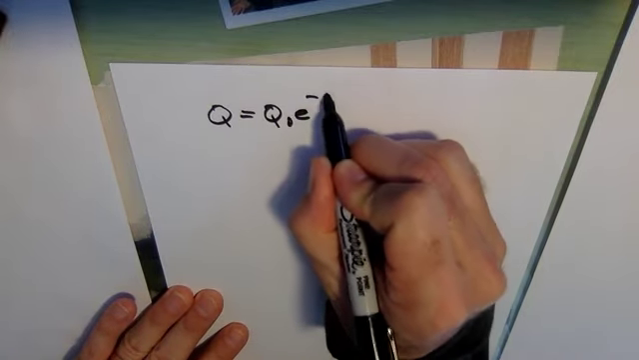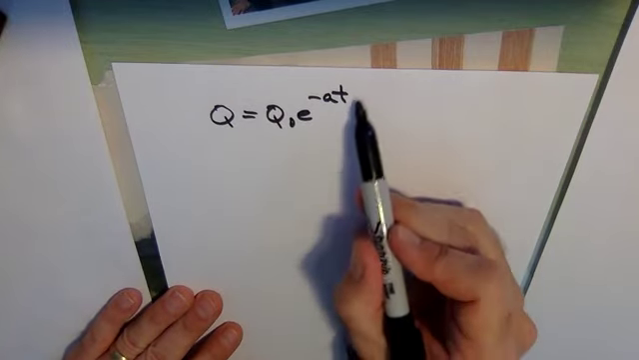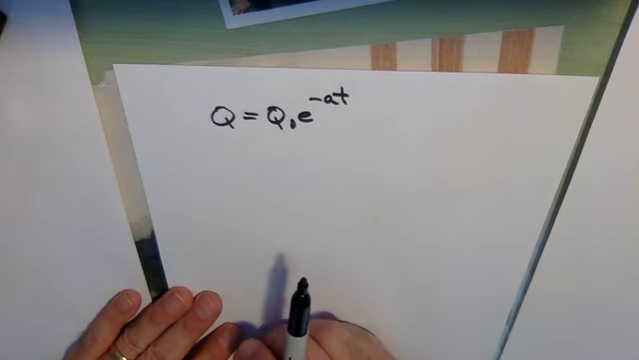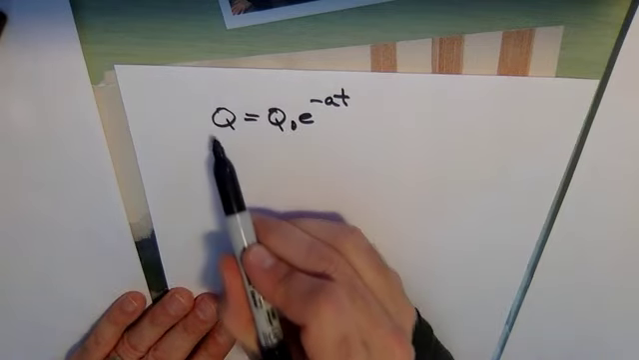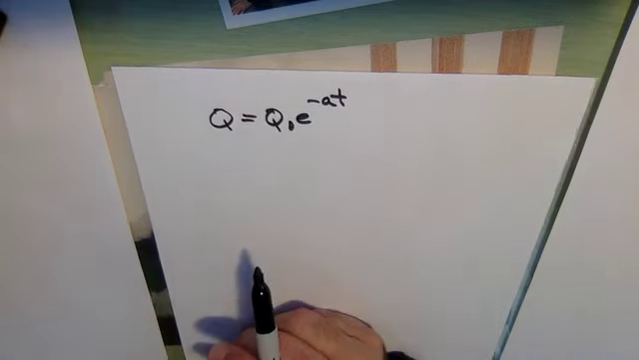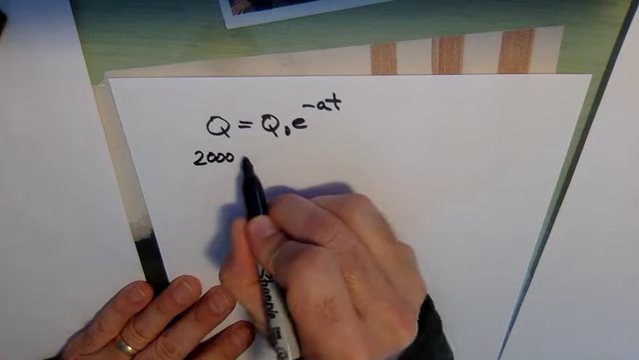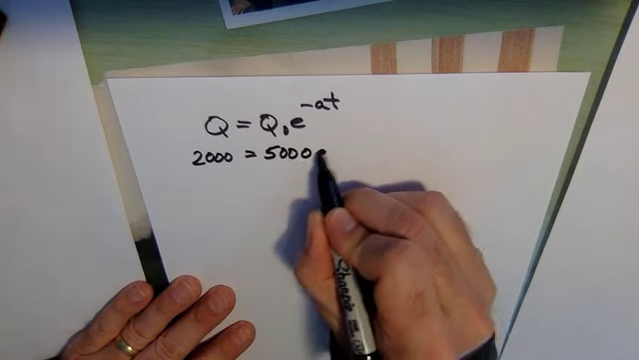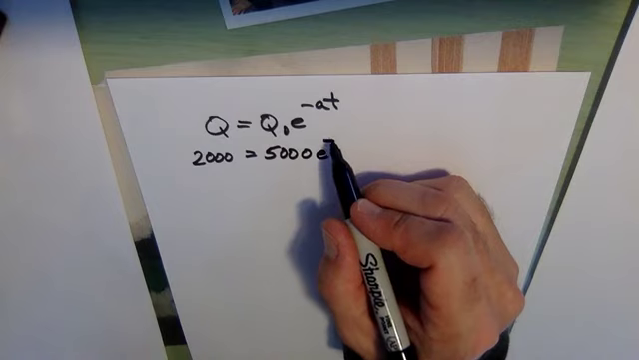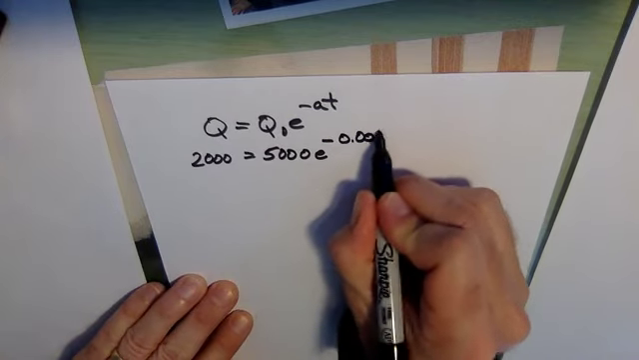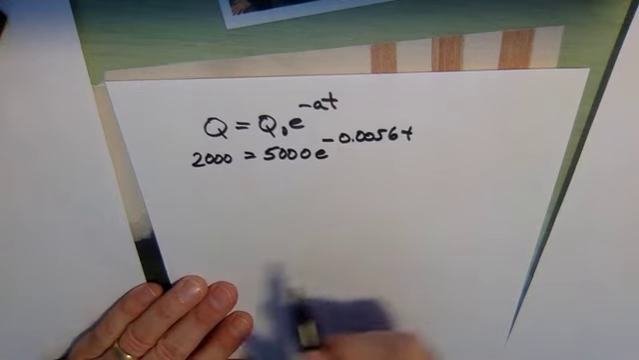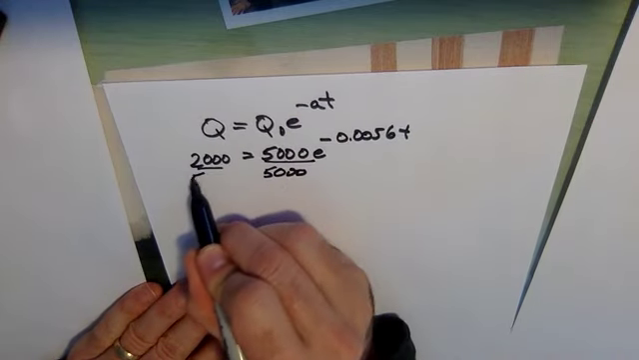Let's see. What do we need to know? We know that Q equals Q naught e to the negative AT. And what we're now looking for is time, right? How much time will we have to wait from peak flow until the Q is low enough that people can return to their homes? And we said that people can return to their homes when Q is at 2,000 CFS, right? So this is negative, what is A? 0.0056 times T. We divide both sides by 5,000.